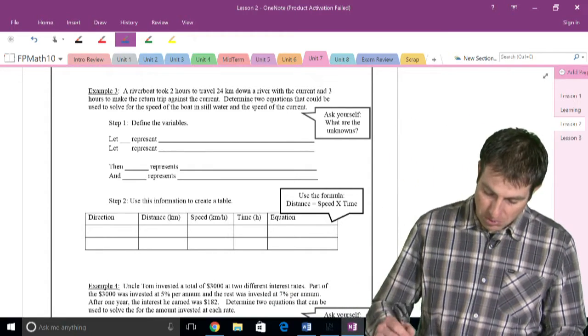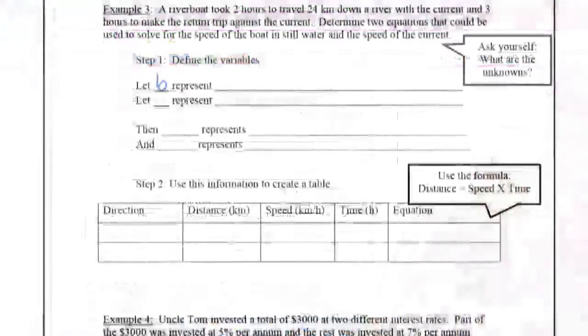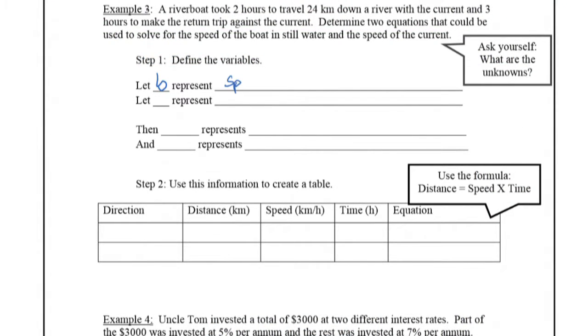So maybe we'll let B represent the speed of the boat, and I'm going to put in still water, meaning just how fast the boat goes if it wasn't in a river, just the speed that the boat can travel. And then I'm going to use the letter C to represent the speed of the current. That's the other thing we don't know.